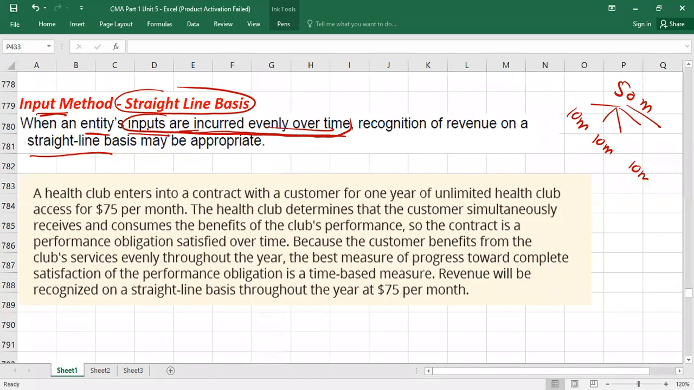But from the question, you need to look this word. Inputs are incurred evenly over the year or not? If yes, then you can book the revenue based on straight line method. Understood? This question you need to look from the question first. This word, you have to look from the question. Understood? That's great.